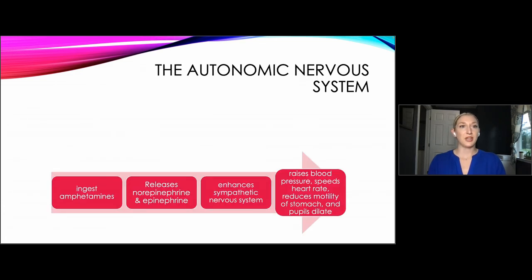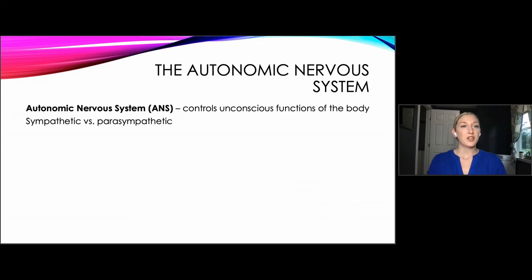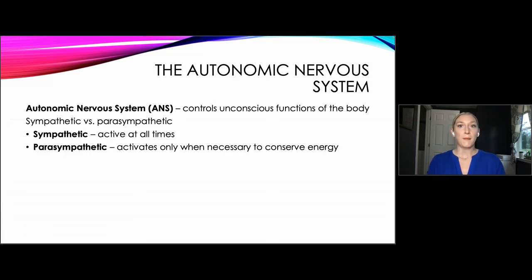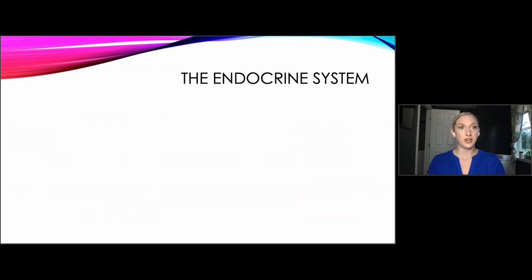The ANS, or the autonomic nervous system, controls unconscious functions of the body. So you have your sympathetic and parasympathetic. Sympathetic is active all the time. Parasympathetic, however, activates only when necessary so that it can conserve energy.